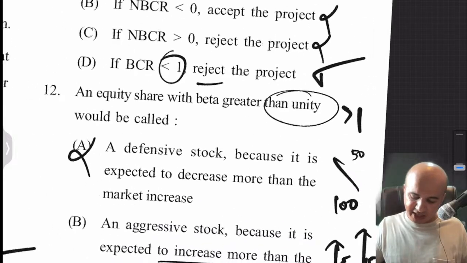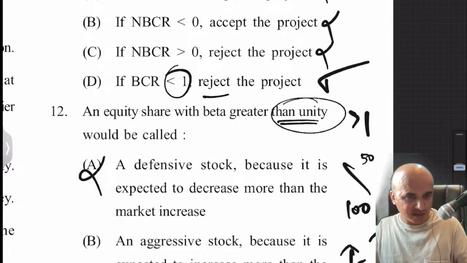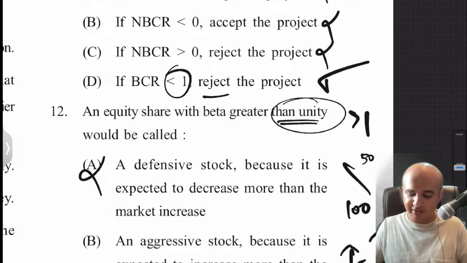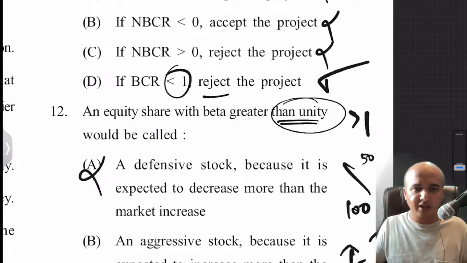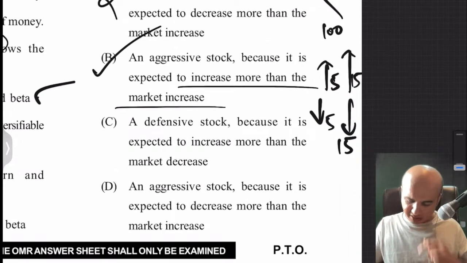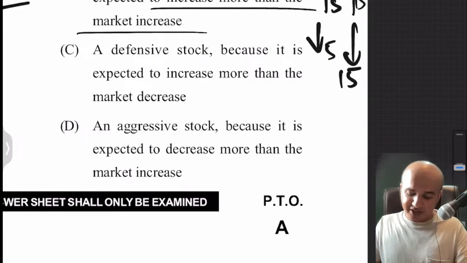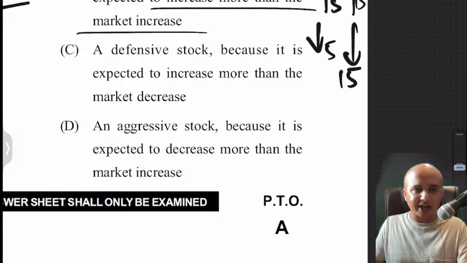See, they have very carefully worded the question. More than unity, they say. They could have simply said more than 1, which would have been easier for us to understand, but they have said more than unity or greater than unity. So in fact, this is the correct option. We can just look at these two options, that is option C and D. A defensive stock because it is expected to increase more than the market decrease.